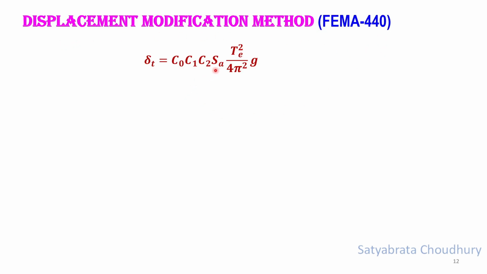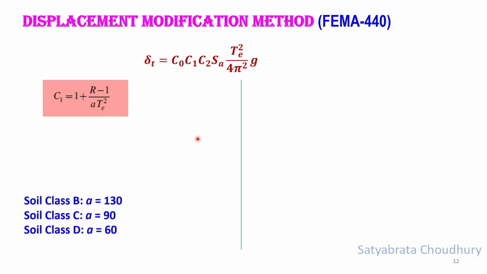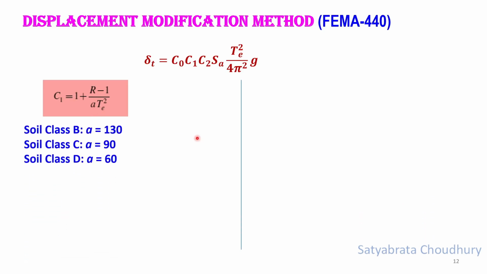See that C3 has been removed and they have given the values C1 and C2. This expression they have not given; I have assumed this is the expression because they have not mentioned anything regarding C0, whether it is discarded or taken. So I assume it is taken, and the coefficients are now C0, C1 and C2 only. And the values of C1 and C2 have been changed in the FEMA 440 document. So C1 is given by this expression, which involves the strength ratio and a new factor A. What is A? For soil class B it is 130, for soil class C it is 90, and for soil class D it is 60.